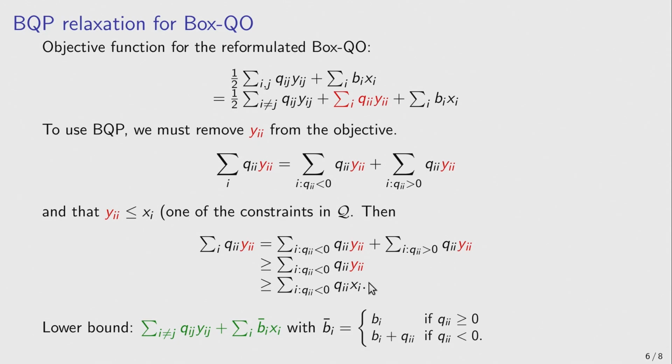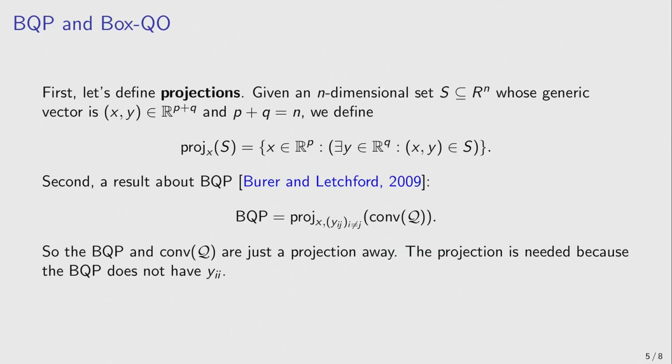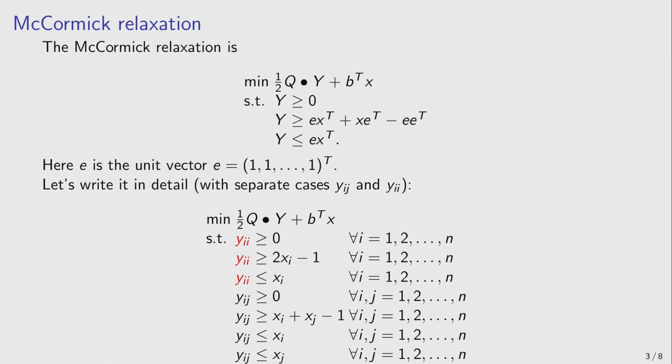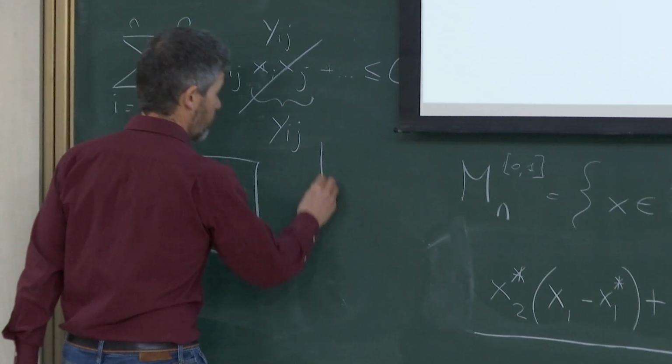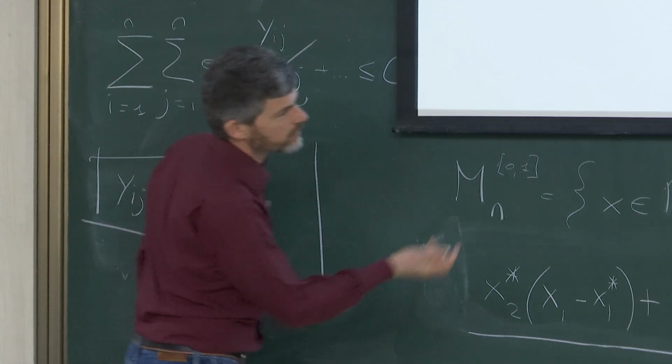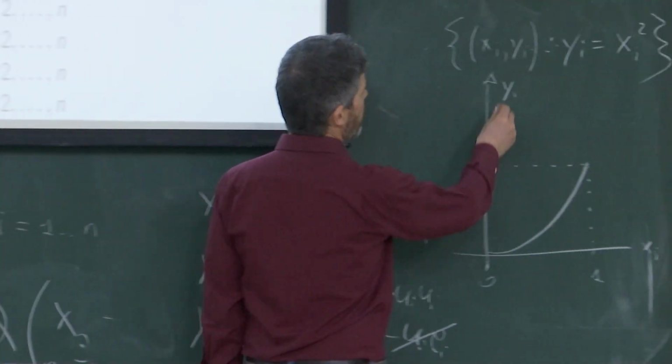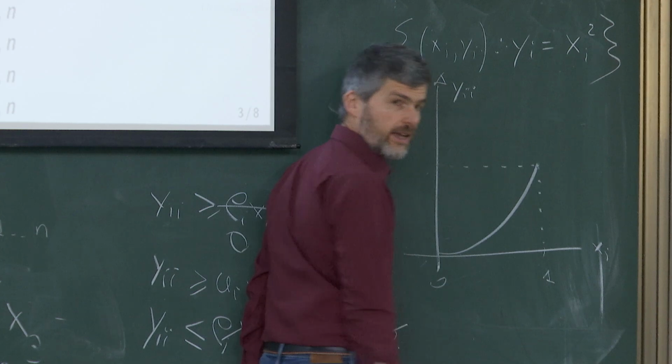The last step is crucial, and it depends on this thing. So from this summation with Yii, what can you say about Yii with respect to Xi? It's still in the slides. Yii is less or equal than Xi. This is a McCormick constraint, but it's also very intuitive, and it's due to this. Oh, it's here. This is Yii, and this is Xi.